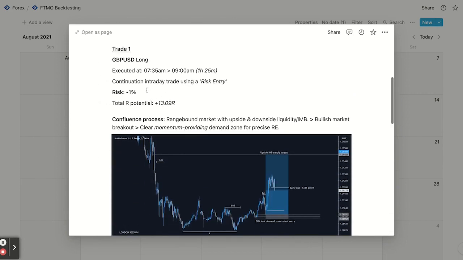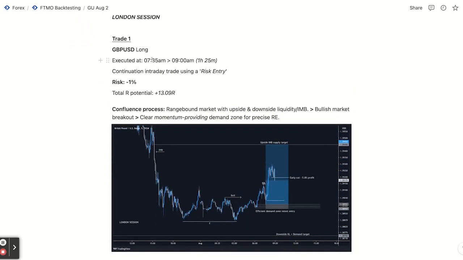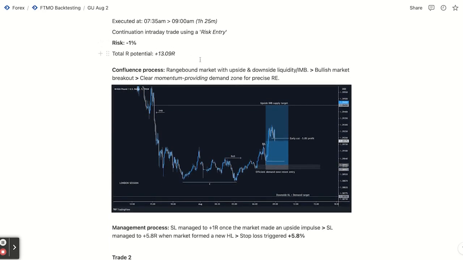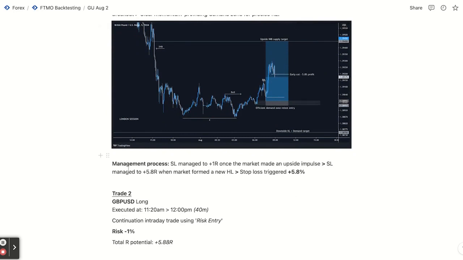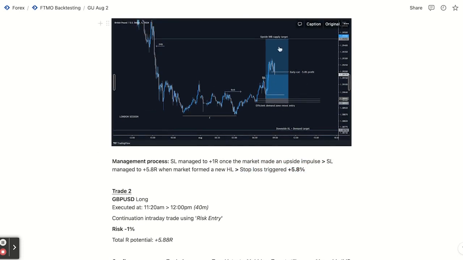Okay, so the London session, trade 1 was a GBP USD long. It was executed at this time, closed at this time. It was a continuation trade using a risk entry. I risked 1%. The total potential was 13.09%. There's my confluences. There's the process to the trade. There's the markup, the management process, and then the closeout of the trade, which in this instance was stop loss was triggered in profit for plus 5.8%.